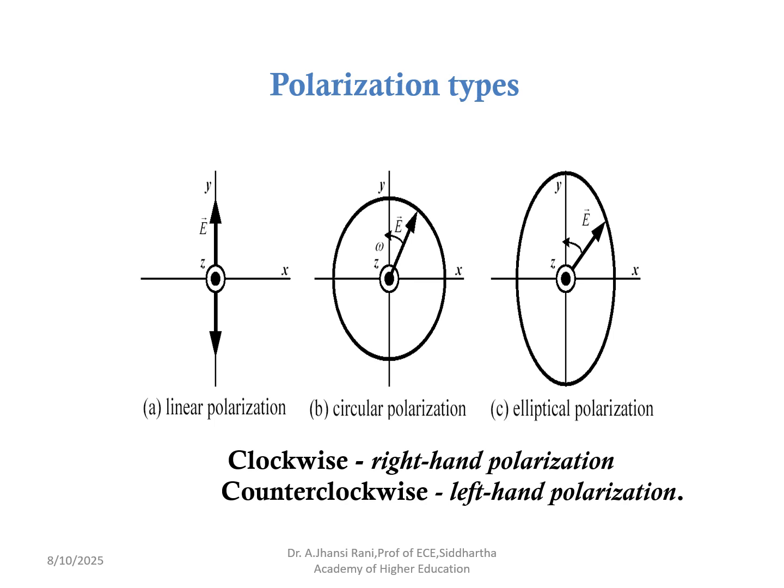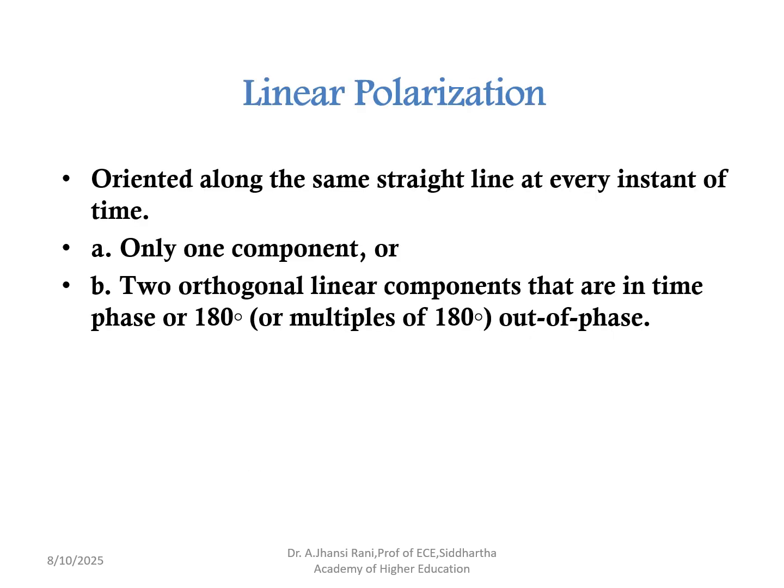For the right hand, it is clockwise; for the left hand, counterclockwise. It depends upon the phase difference between Ex and Ey. If Ex is leading compared to Ey, then you have clockwise, or if Ey is leading Ex, then you have the anti-clockwise direction. These are the different types of polarization. Mainly we use circular polarization for antenna purposes.